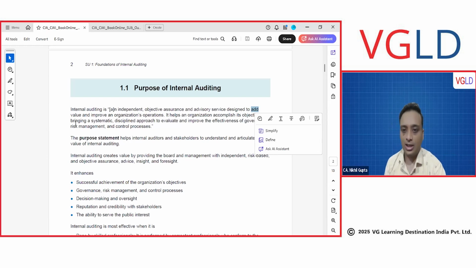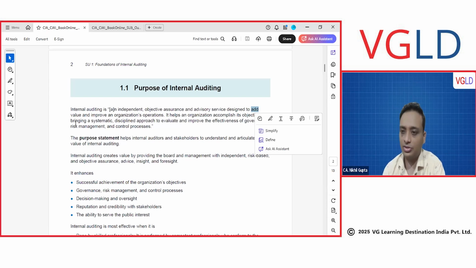If our audit function is able to add some value and the organization's operations improve a lot, who will benefit from it? I believe all the stakeholders, be it regulatory bodies, vendors, customers, or your employees. Everybody is going to benefit from this value addition and improvement. That's why we are performing internal audit. How can it help? It can help an organization accomplish its objective, bringing a systematic, disciplined approach.